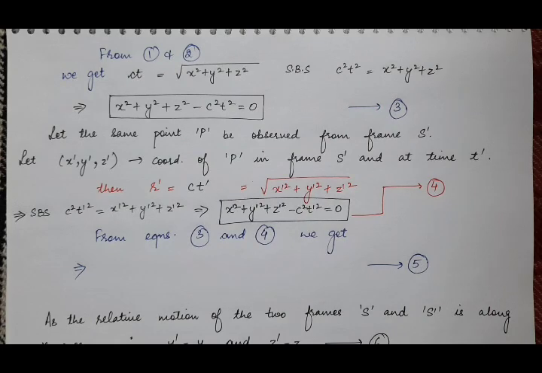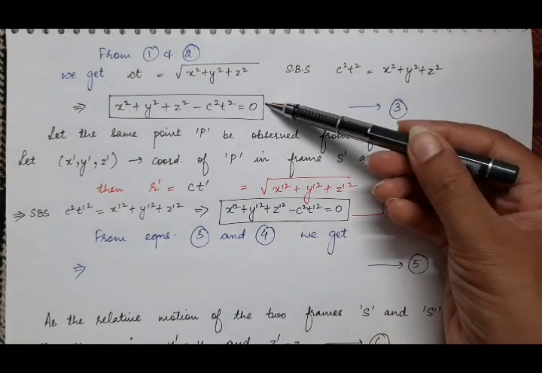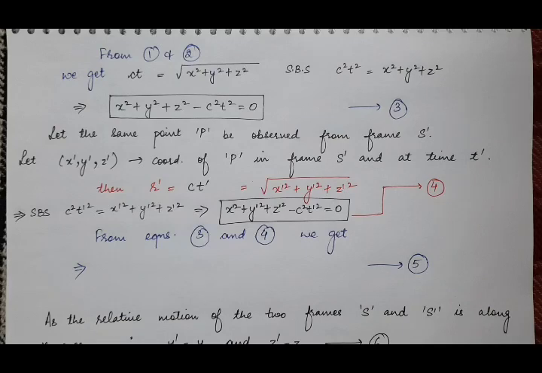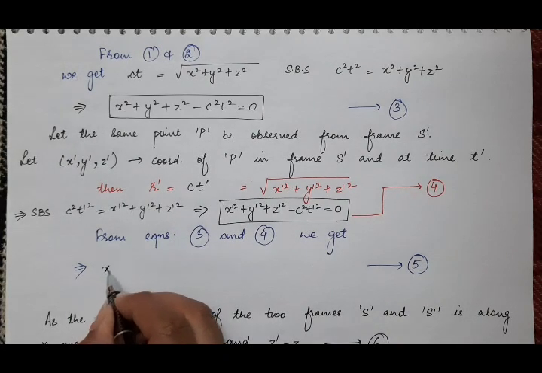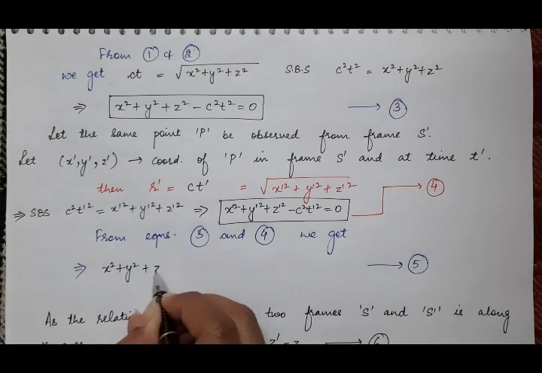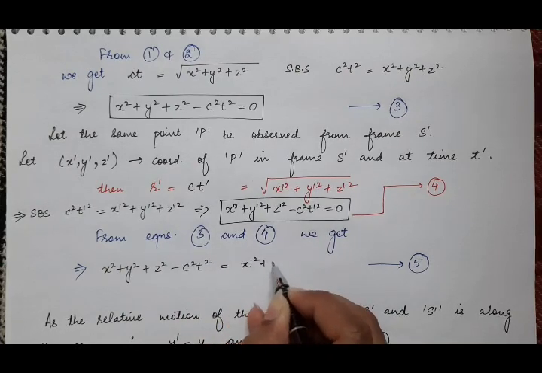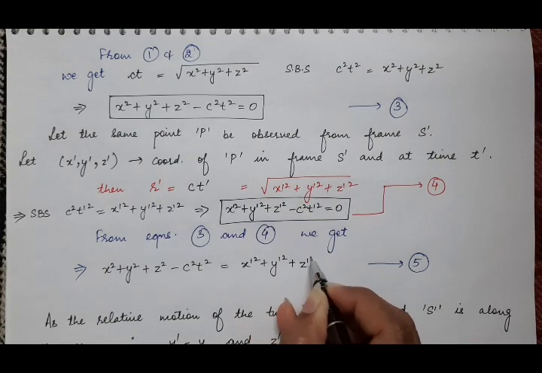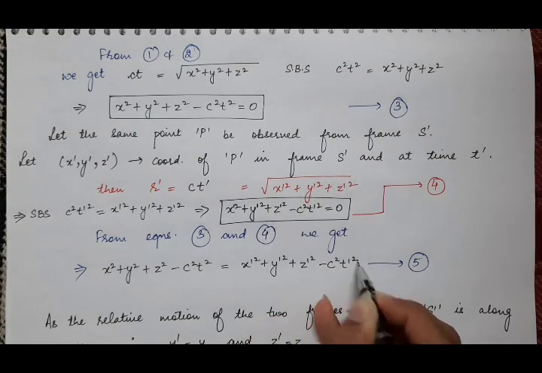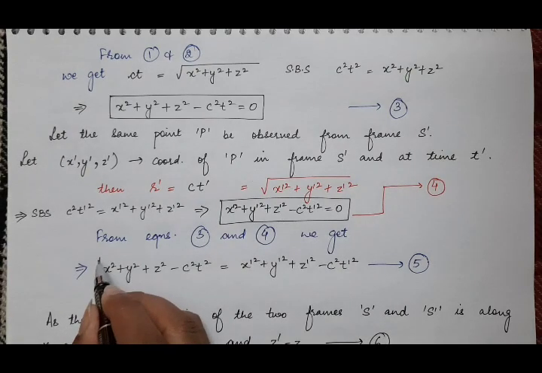And now see these two equations, 3rd and 4th. From 3rd and 4th, it is clear that the right hand sides of both are equal to 0. If the right hand sides are equal, it means the left hand sides are also equal. So this implies x square plus y square plus z square minus c square t square will be equal to x dash square plus y dash square plus z dash square minus c square t dash square. Suppose this is equation number 5th.